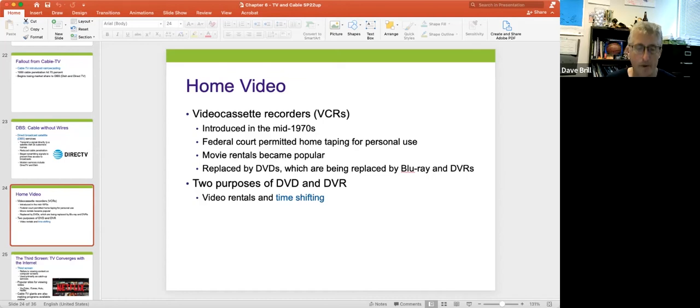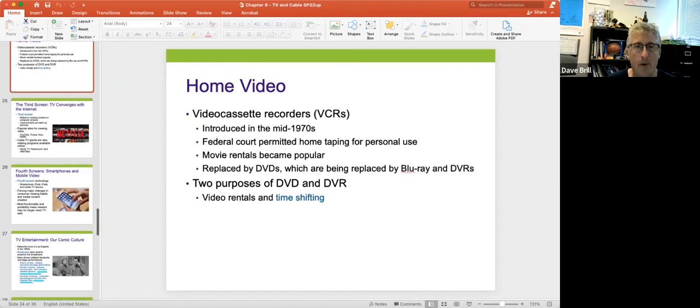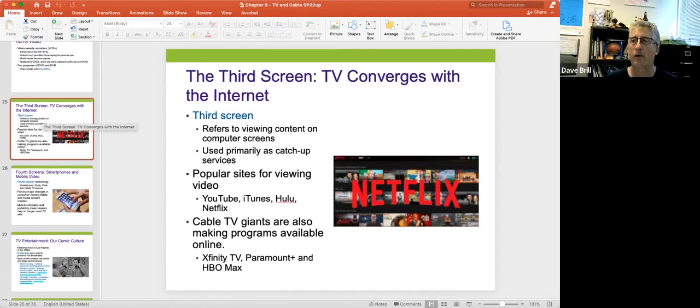Okay, guys, let's talk about the third screen. A couple more concepts here, and then we'll be done with this part. All right, so first screen, film, movie theater, that's your first screen. Second screen, television, monitor, right? Looking at a TV, that's your second screen. Third screen refers to viewing content on a computer screen. So I'm on a computer now. I'm looking at a third screen.